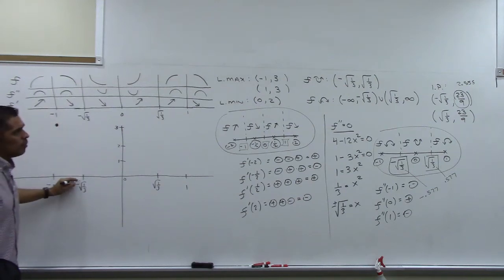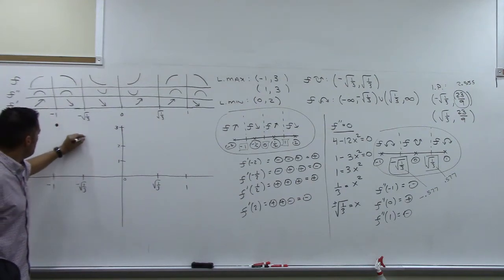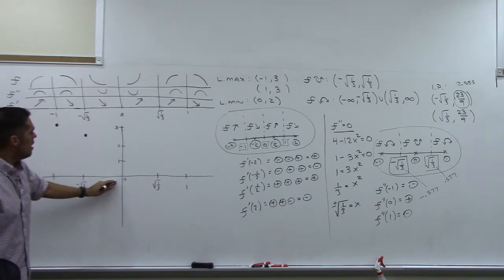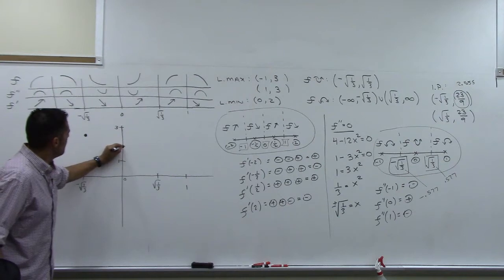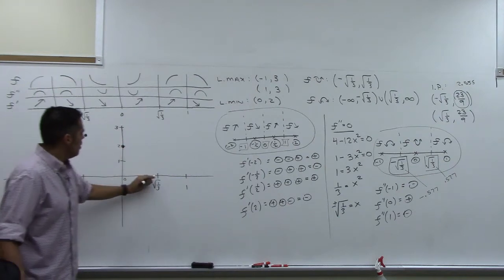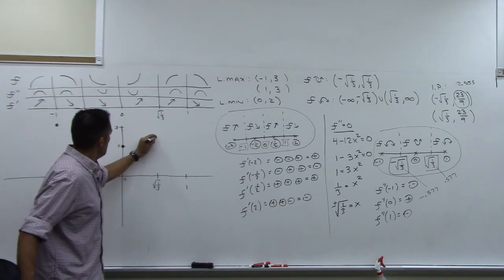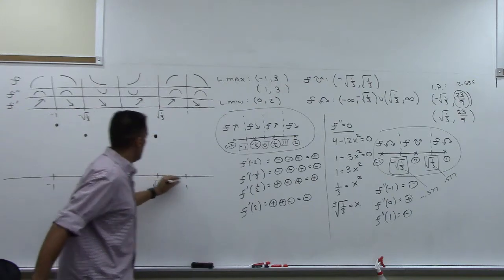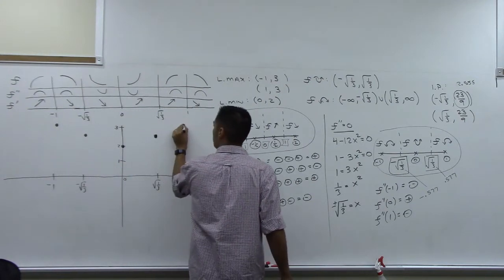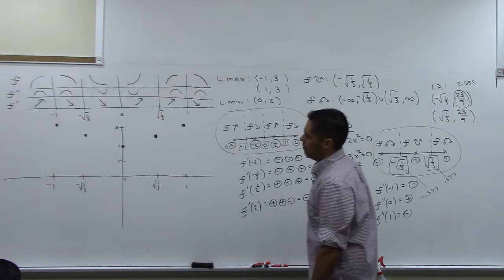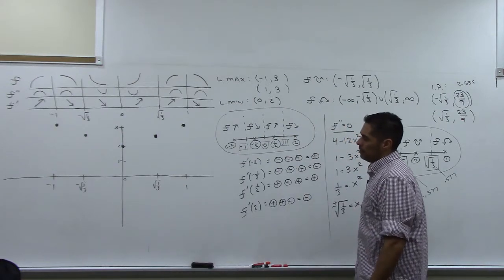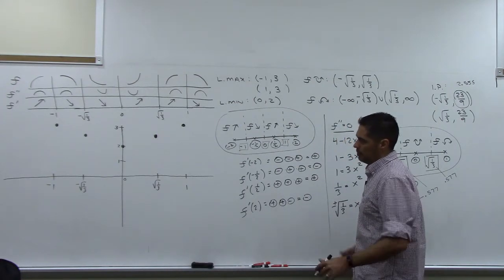At -√(1/3), I'm at 2.5555, something like that, so I'm here. At 0, I'm at 2. At √(1/3), I'm up here at 2.555 again. And then at 1, I'm up here at 3. That's it right there. I really don't like that, but let's just stick with it.